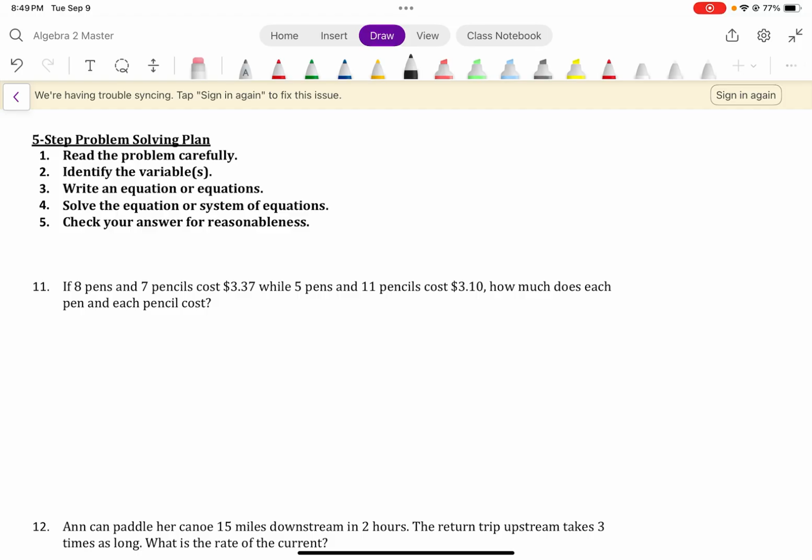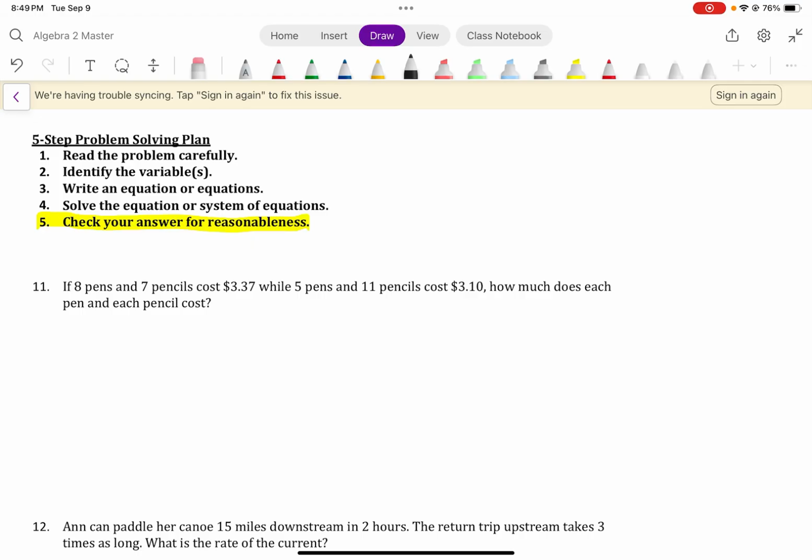Identify any variables that you're going to have. Write any equations that you need, possibly inequalities if that's the situation. Then solve that equation or inequality that you wrote, or the system if you wrote a system. And then check your answer for reasonableness. That 5th step is one that students often forget to do. They just blindly accept whatever they found, don't think through if the answer actually makes any sense.